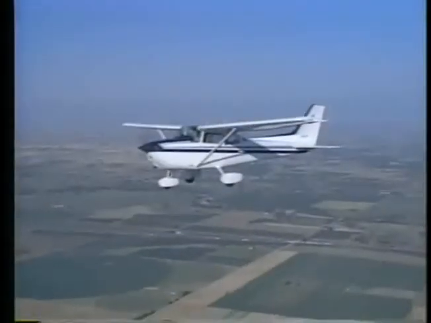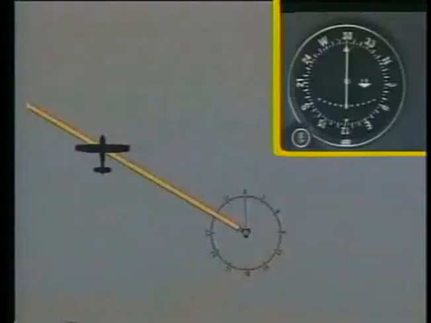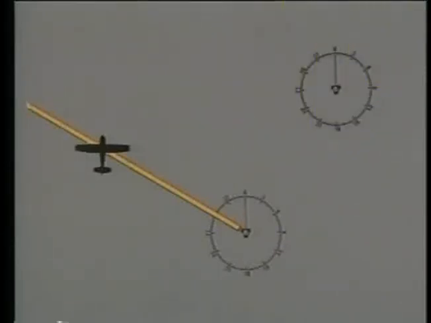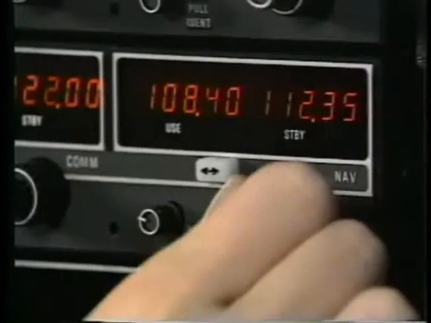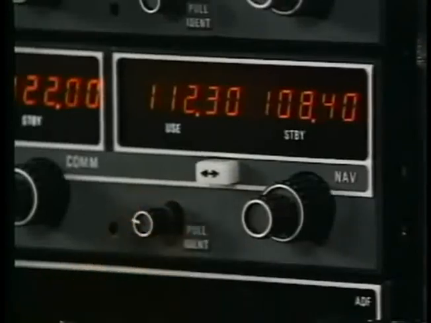Let's take a look now at how to use the VOR to determine your exact position. You've just seen how to locate where you are in relation to the station. While this procedure allows you to determine your direction from the station, it does not tell you how far you are from the station. Assuming you are on the 300-degree radial from this VOR, let's use a second VOR to pinpoint your position. First, tune and identify a second station.